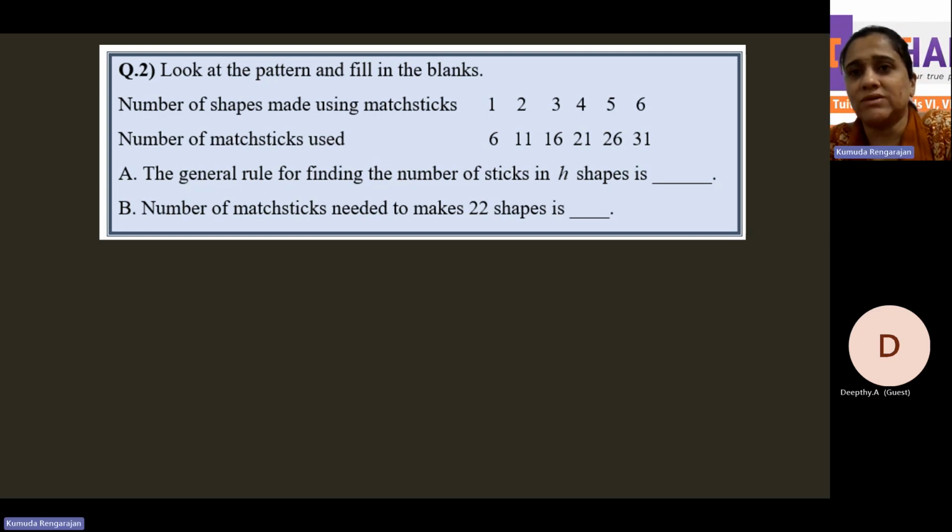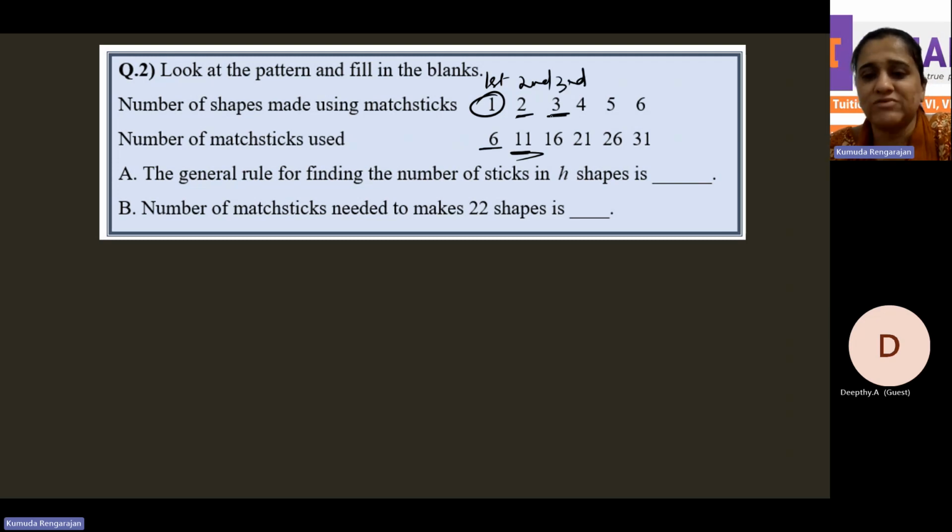One shape is in the first term, correct? The first term has 1 shape. The second term has 2 shapes. The third term, 3 shapes. Fourth term, 4 shapes, like that. Now, to make the shapes, you need matchsticks or toothpicks, right? To make the first term, which has only 1 shape, 6 matchsticks are used. To make the second term, 2 shapes, 11 matchsticks. To make the third term, 3 shapes, 16 matchsticks.